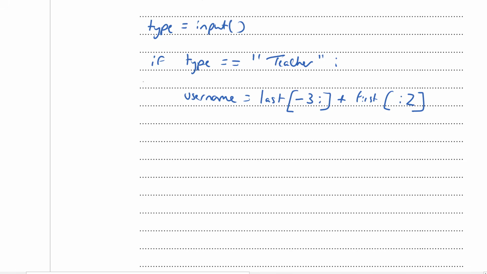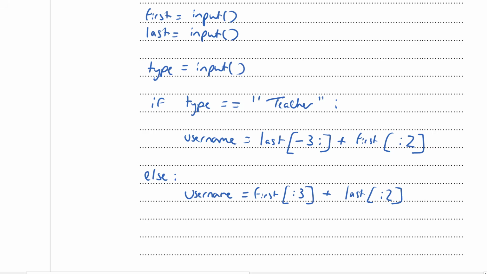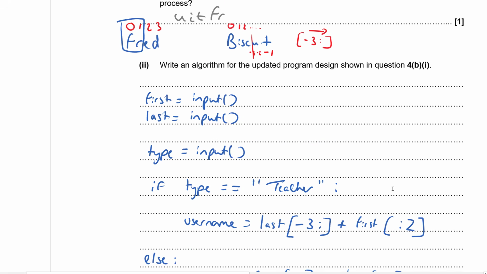So let's do an else clause. So if the if statement wasn't correct, if they were not a teacher, let's assume they are a student. And so I do a similar process, just flipped around for the student. Although it's not quite the same, I realised as I was writing. So I almost misread the question there, like it's subtly different.